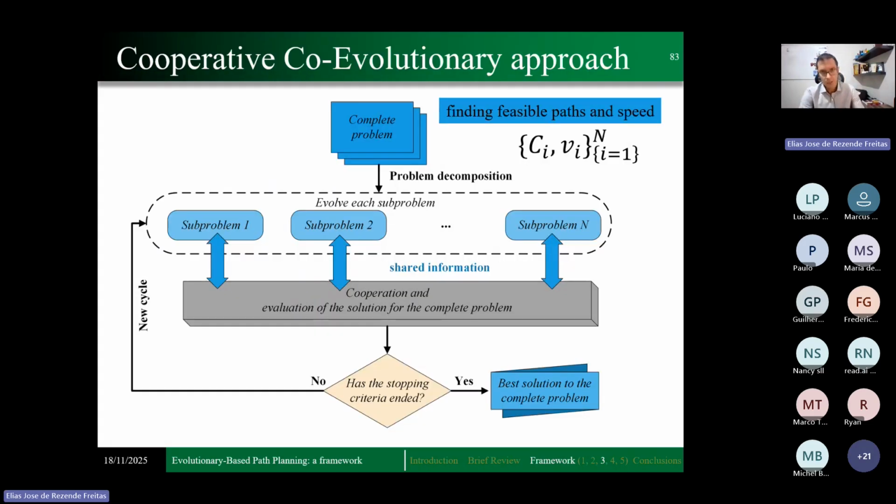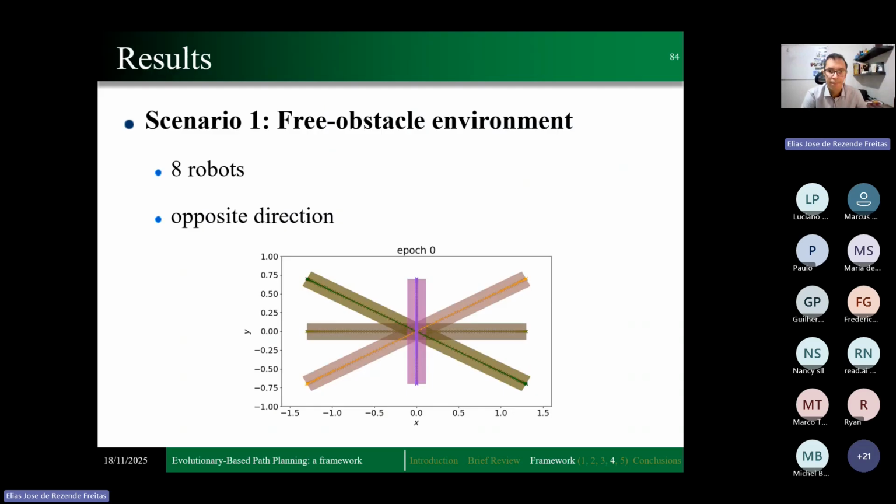This is also a hard problem, so we propose solving it using our cooperative coevolutionary approach previously applied in the corridor context. The complete problem is divided into subproblems, each involving a vector field generated using the Elias copy algorithm. The evolution incorporates shared information, in this case the best path and the best speed obtained at each epoch.